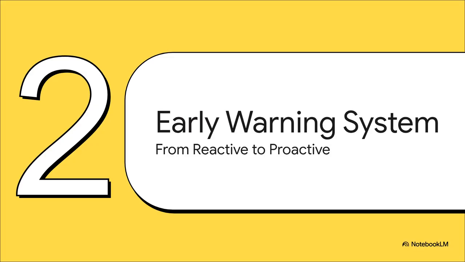Having a truly effective alerting system fundamentally changes how your team works. It moves you out of that reactive state, scrambling to fix things only after a customer complains, and into a proactive one where you're actually fixing problems before anyone even knows they exist.